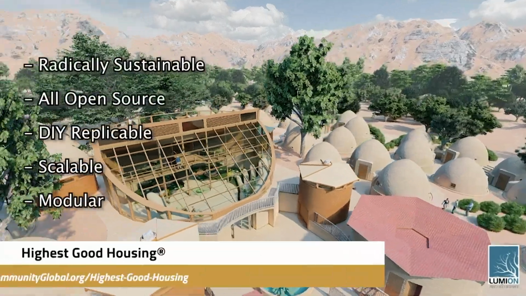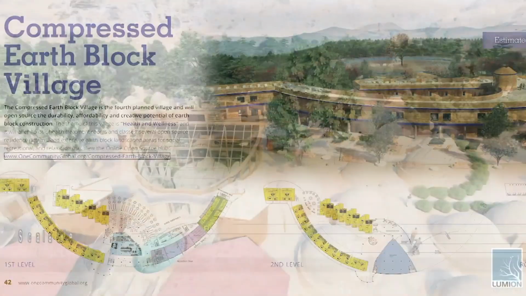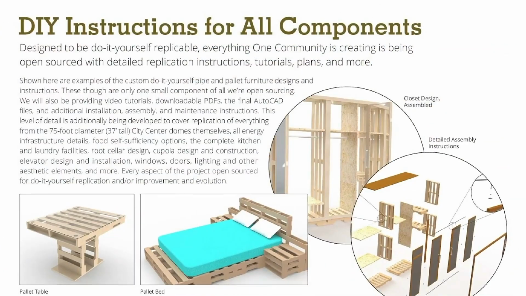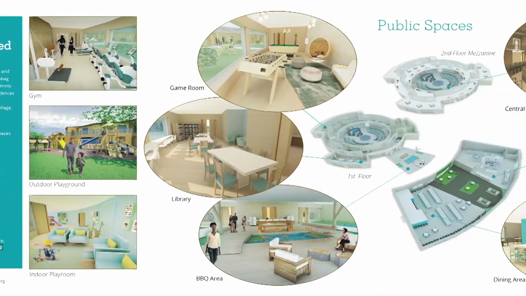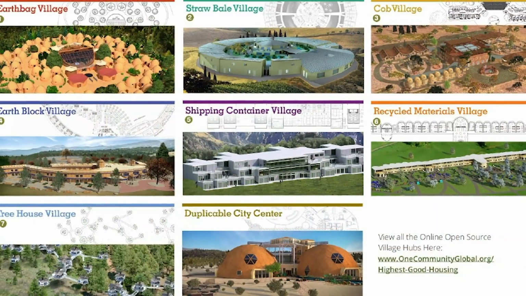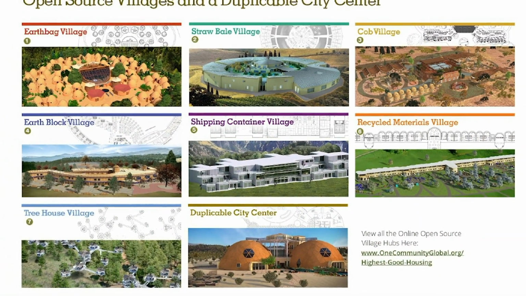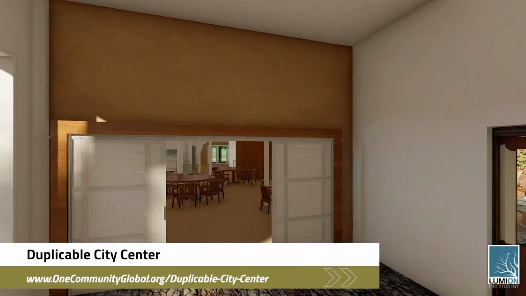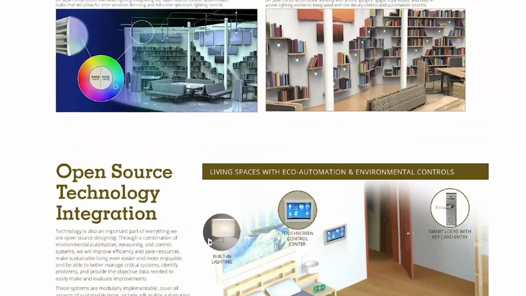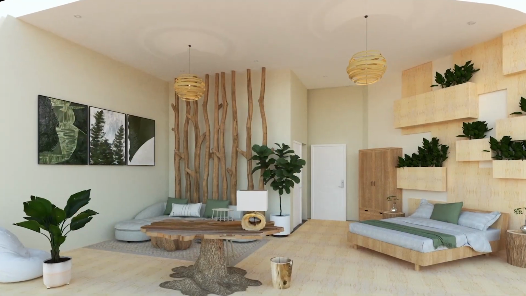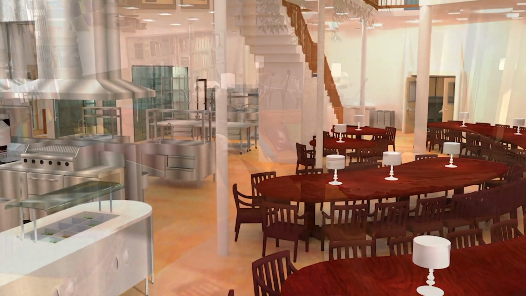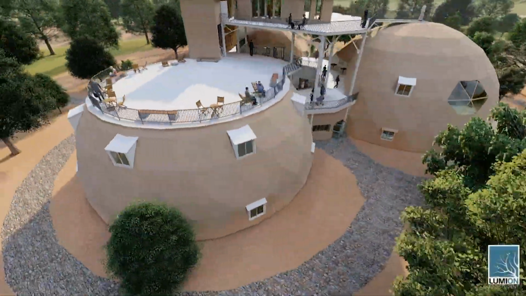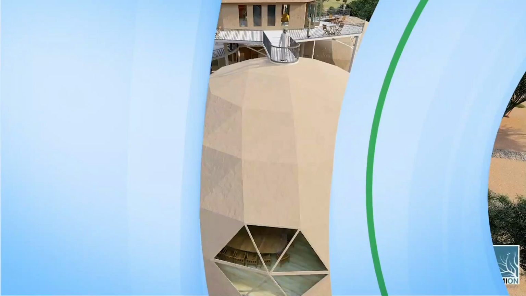The One Community approach to highest good housing is eco-artistic home building that is affordable, sustainable, do-it-yourself duplicable, resource and space efficient, and consists of 7 different sustainably constructed village models. One Community is also creating an open-source duplicable city center. It is designed to be LEED Platinum certified, provide 12 guest rooms, dining for over 150 people, and laundry and recreation space for over 300 people, all while saving money, time, space, and resources.